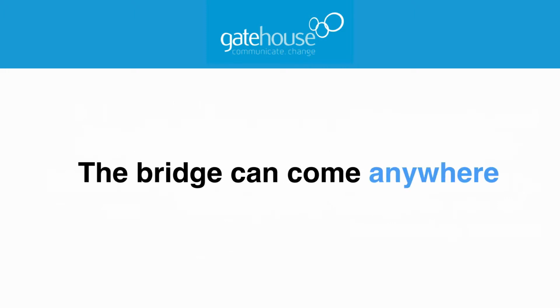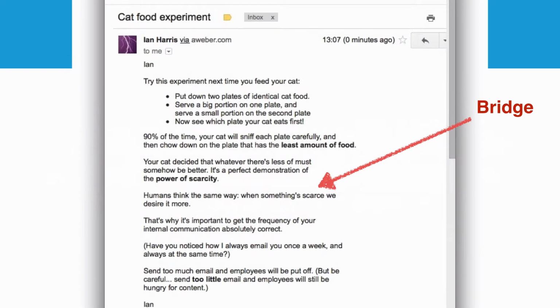Now, the bridge can come anywhere in your copy. There's no rule to say where you have to put it. You can see, if you look at this email that I sent, my bridge is in the middle. It's a little story about how if you put 2 plates of identical food in front of a cat, the cat will always eat the plate with the smallest amount of food on it. It's almost like somebody taught cats the value of scarcity. It's really weird. If you have a cat, try that.